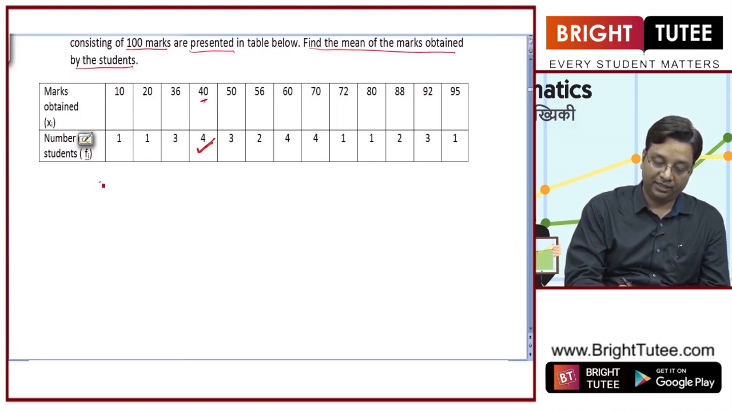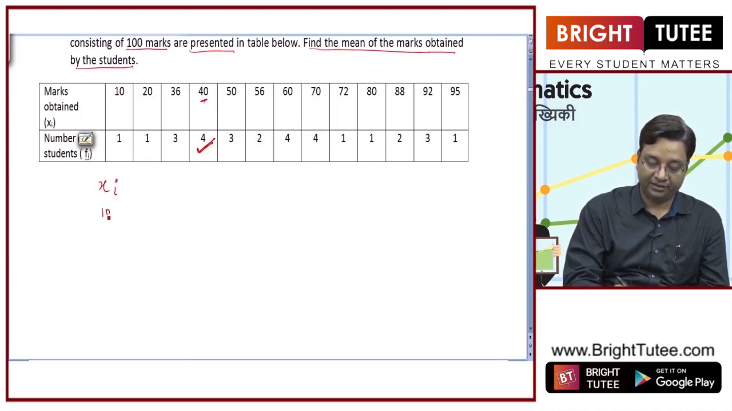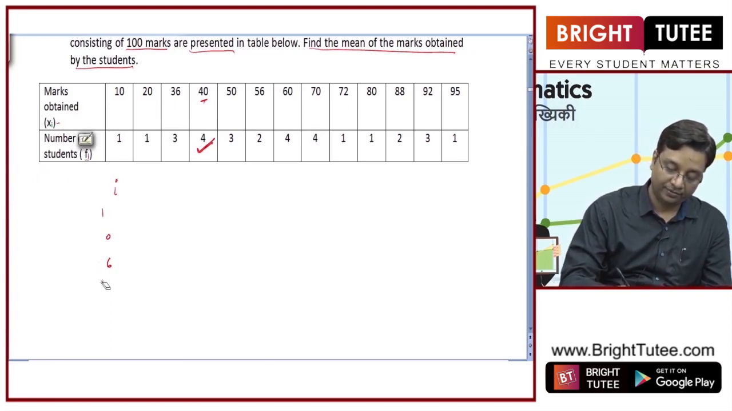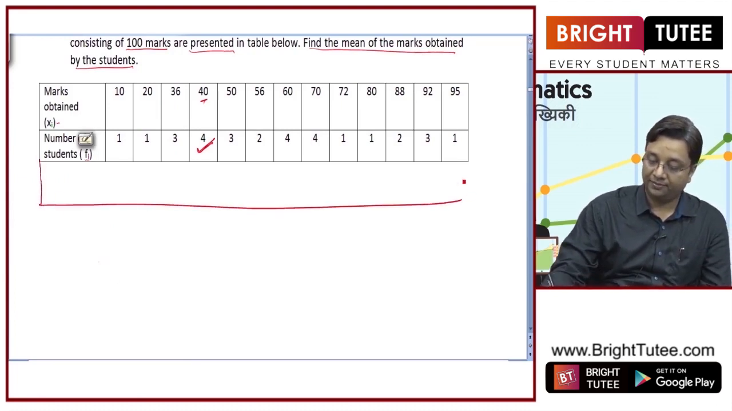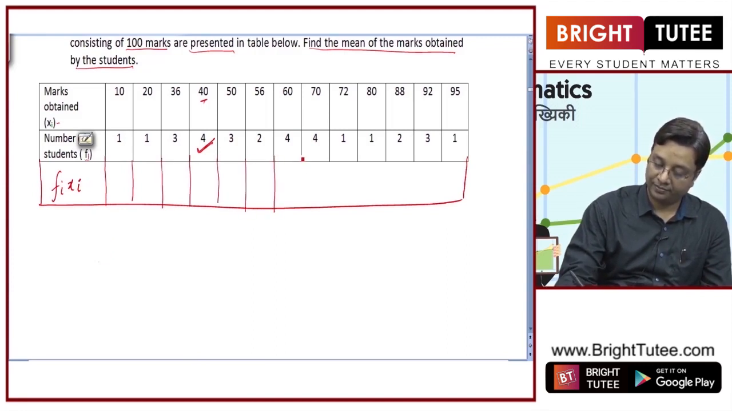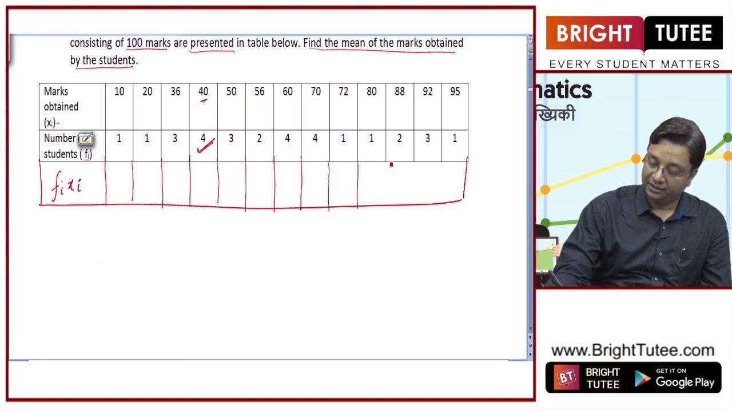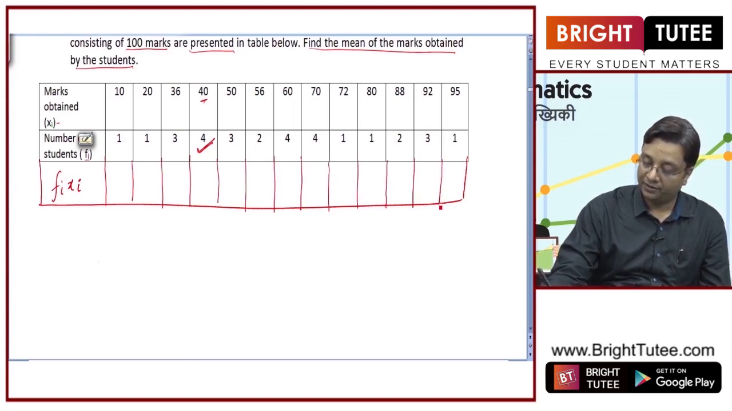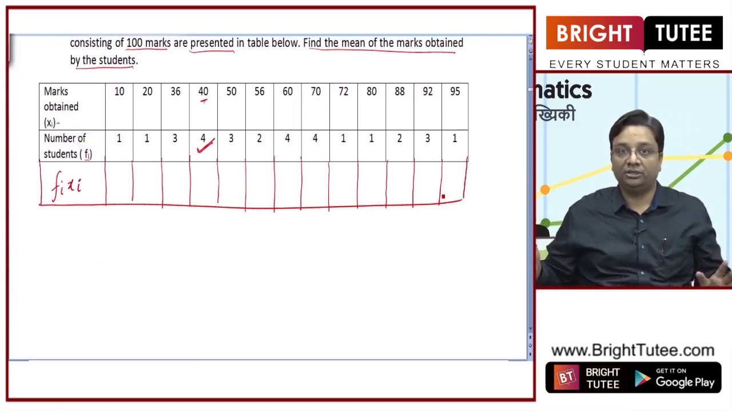So if I want to write the data like this, xi is 10, 20, 36, which is already given in this table, so let us make this table here itself. If I extend this table like this and write fi xi here, why am I doing that? Just to calculate the total marks obtained by all these students.